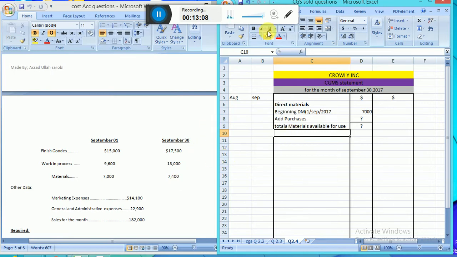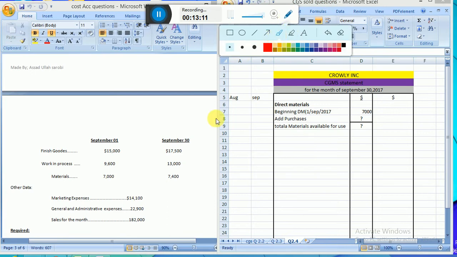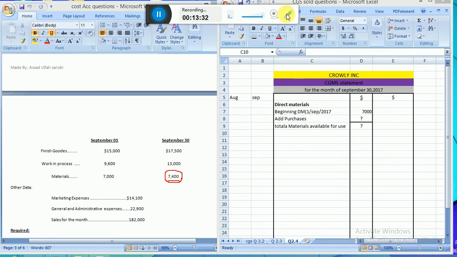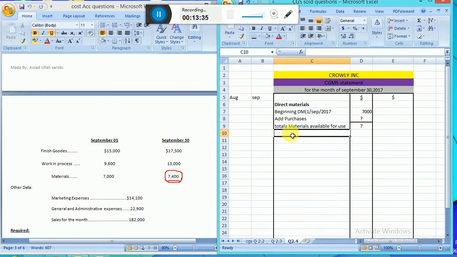Yes, if we look, 7,400 material is left from the month of September. So what should we do? It means that the 7,400 material was not used in the month of September. This material will be used in the upcoming month. So from this current month we need to subtract it. Why do we need to subtract it? We need to find out the exact cost. So for the exact cost, what should we do? We will subtract.